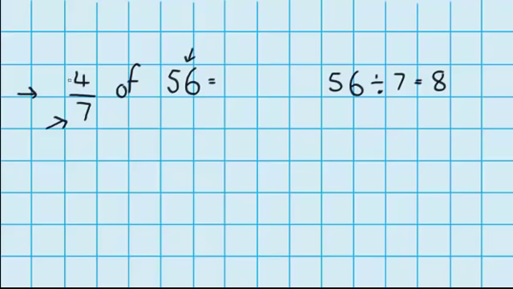Now I want to know how many candles are on 4 pieces of cake. So 4 pieces of cake times 8 candles, because there's 8 candles on every piece, equals 32. So 4/7 of 56 equals 32.